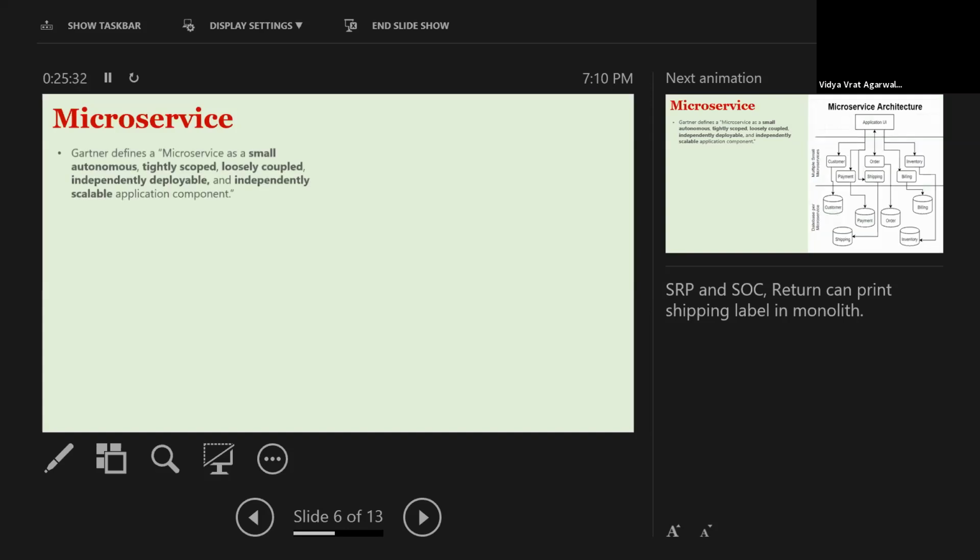So this is the definition from Gartner. This is the industrial definition. It's small, autonomous. So what does small autonomous mean? Small means take each responsibility out in a separate code altogether and then deploy only that one. So it is tightly scoped. If it is customer, customer is together. If it is billing, billing is only together. Tightly scoped, loosely coupled. Earlier in Monolith, all code is entangled together.